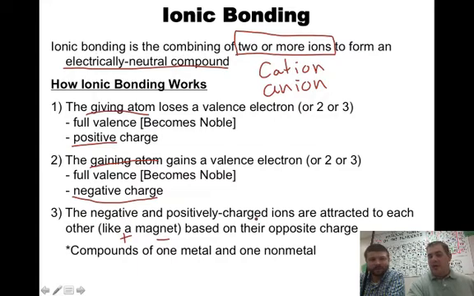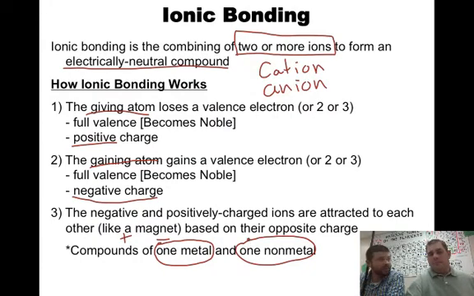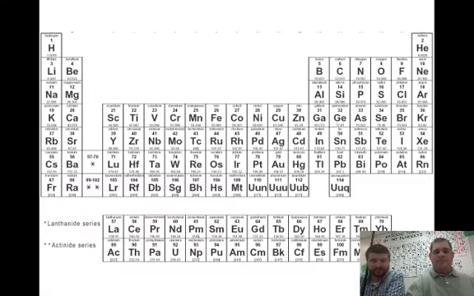Attract. Also, ionic bonding, just to show you remember, are a combination of a metal and a non-metal. Right. So not going to have 2 non-metals, not going to have 2 metals, but they're a metal and a non-metal. Right. So metals, remember, are on the left side of the periodic table, and non-metals are on the right.